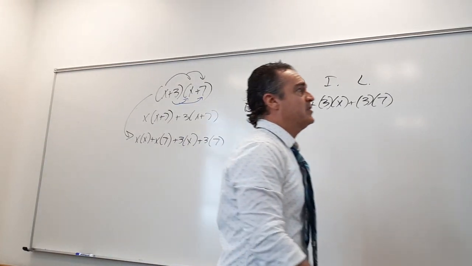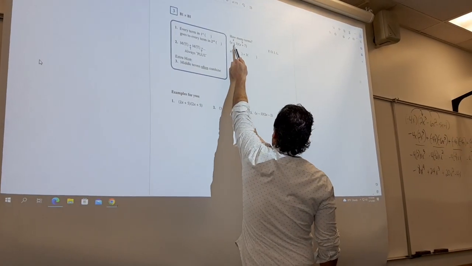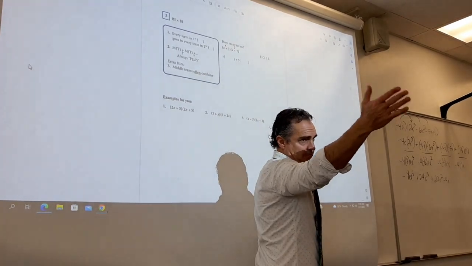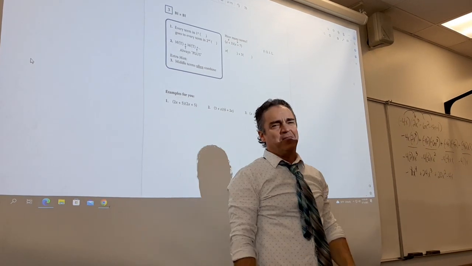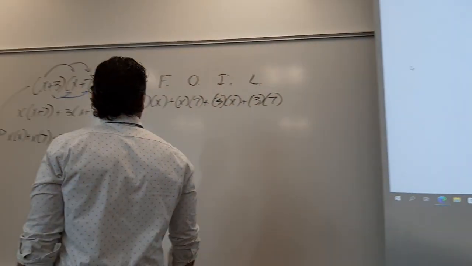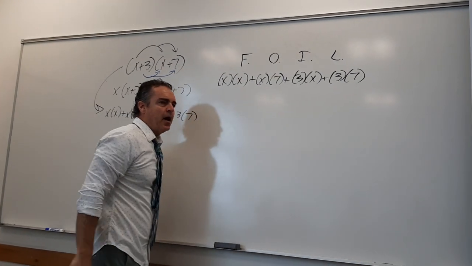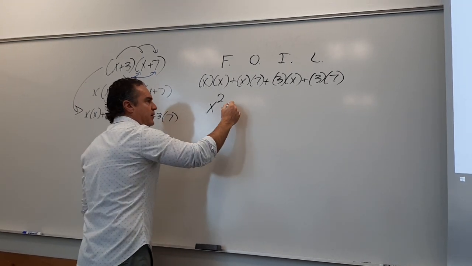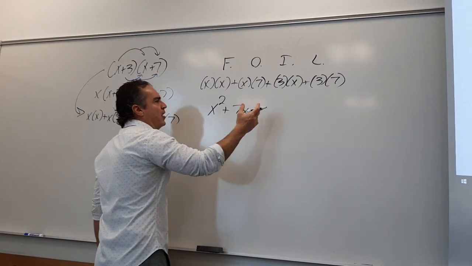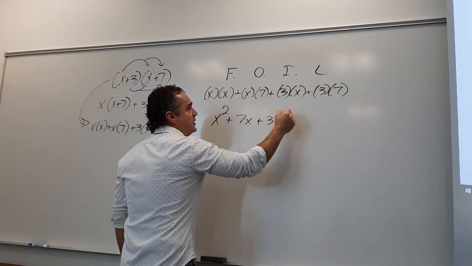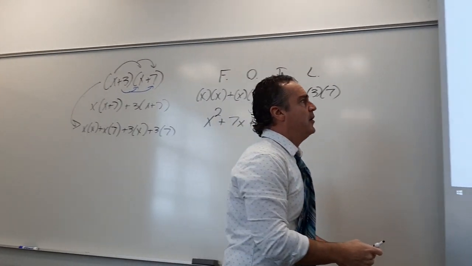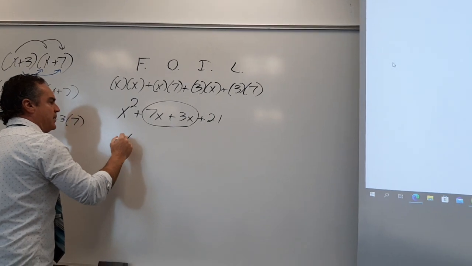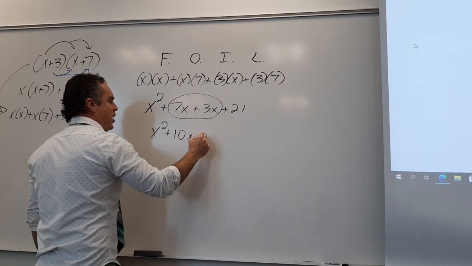Please look up here. How many terms are in this parentheses? 2. How many in this one? 2. So I have 2 times 2 equals 4. Check it out. I have 4 monomial times monomial products. X times x, x squared. X times 7, we put the number in front of the x: 7x. What's 3 times x? 3x. And 3 times 7? 21. And it says right here, middle terms often combine. These are like terms. 7x and 3x makes 10x, plus 21. Okay, we cool?